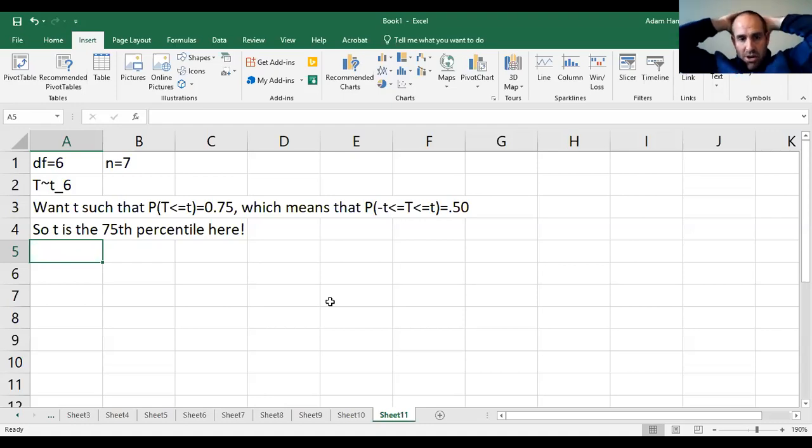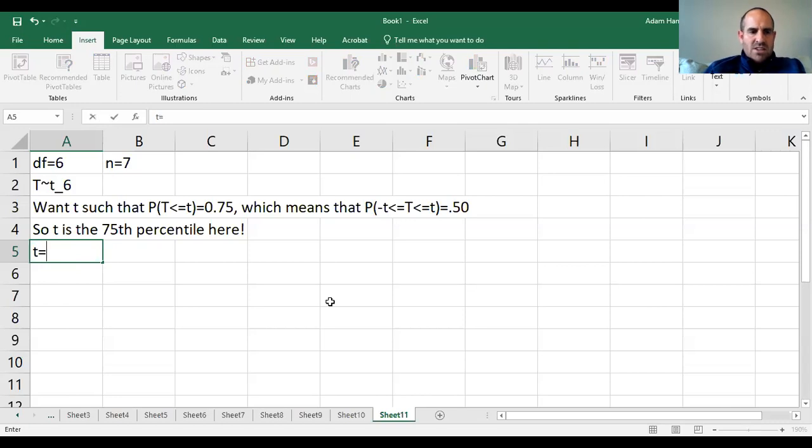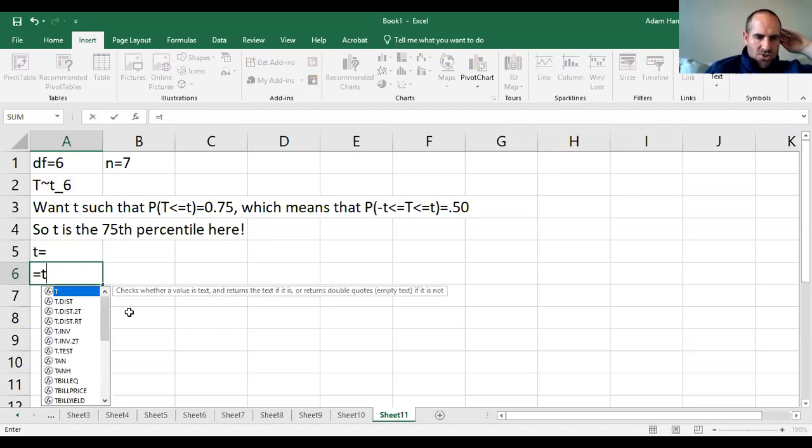So let's think about how we would find this. What is t going to be equal to? Well, what do we do? Well, we go equals t. Look, there's all sorts of things. There's T.DIST.2T, T.DIST.RT.